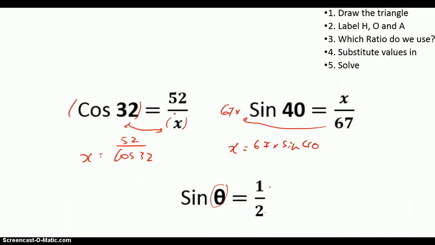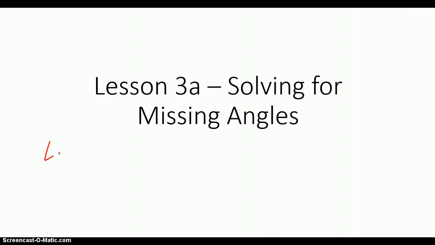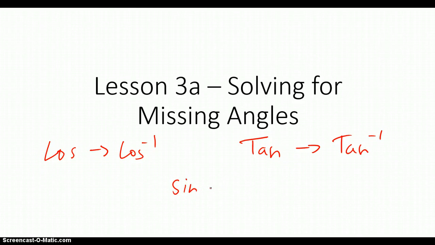So if we just want to recap this, remember the inverse operation of cos is cos minus 1. The inverse operation for tan is tan minus 1, and the inverse operation for sine is sine minus 1.